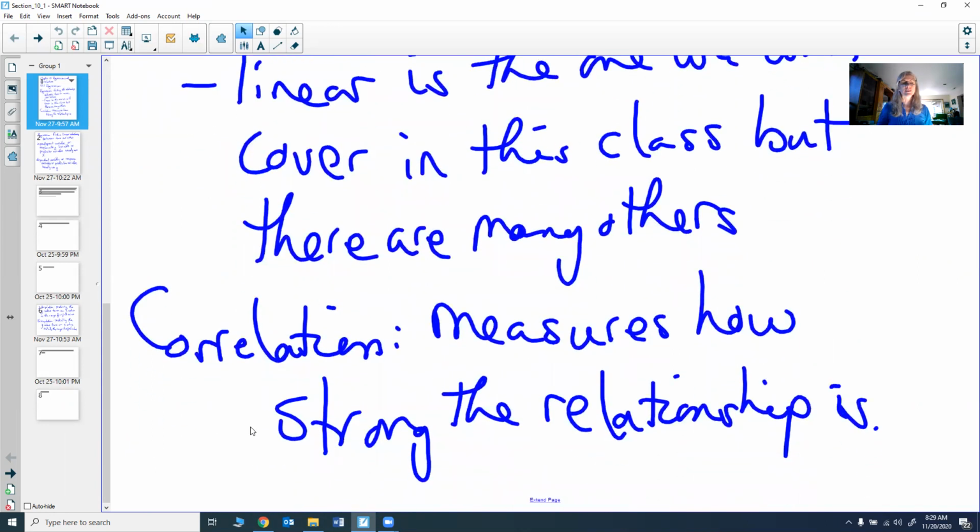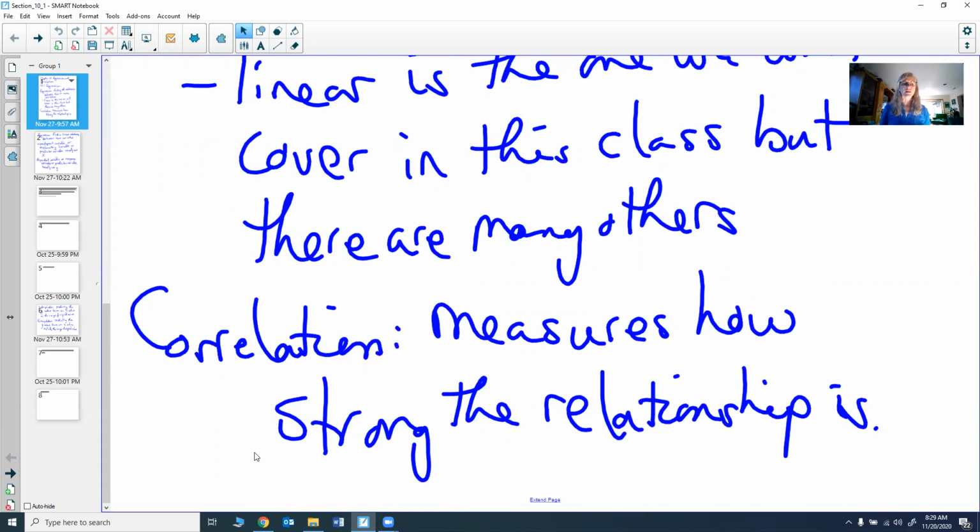And then correlation is a word that we hear a lot these days. People like to use that word, but I don't think people really know what correlation means. It's actually just a measure of how strong the relationship is. It's not a way of telling if there is a relationship. It's just a measure of how strong it is. People seem to think, oh, they're correlated, so therefore there's a relationship. So be very careful with correlation.